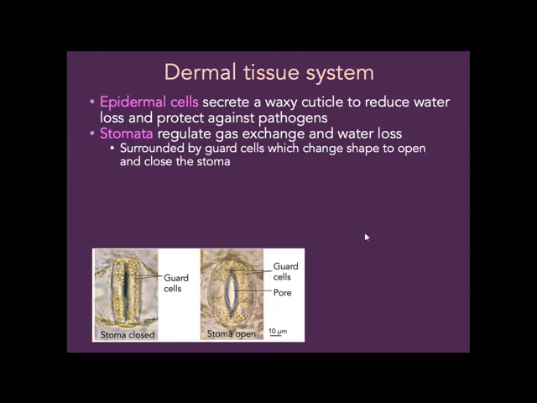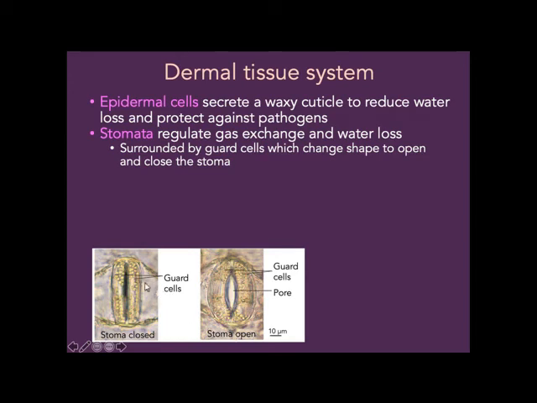But plants need to be able to take in gases in order to photosynthesize. So there are in the dermal tissue stomata, right? Those are the holes, and their job is to regulate gas exchange and water loss. The holes are guarded by these two guard cells. You can see that when the cells are full of water, they kind of puff up to be bean-shaped. So here's one of them, and then here's the other one.